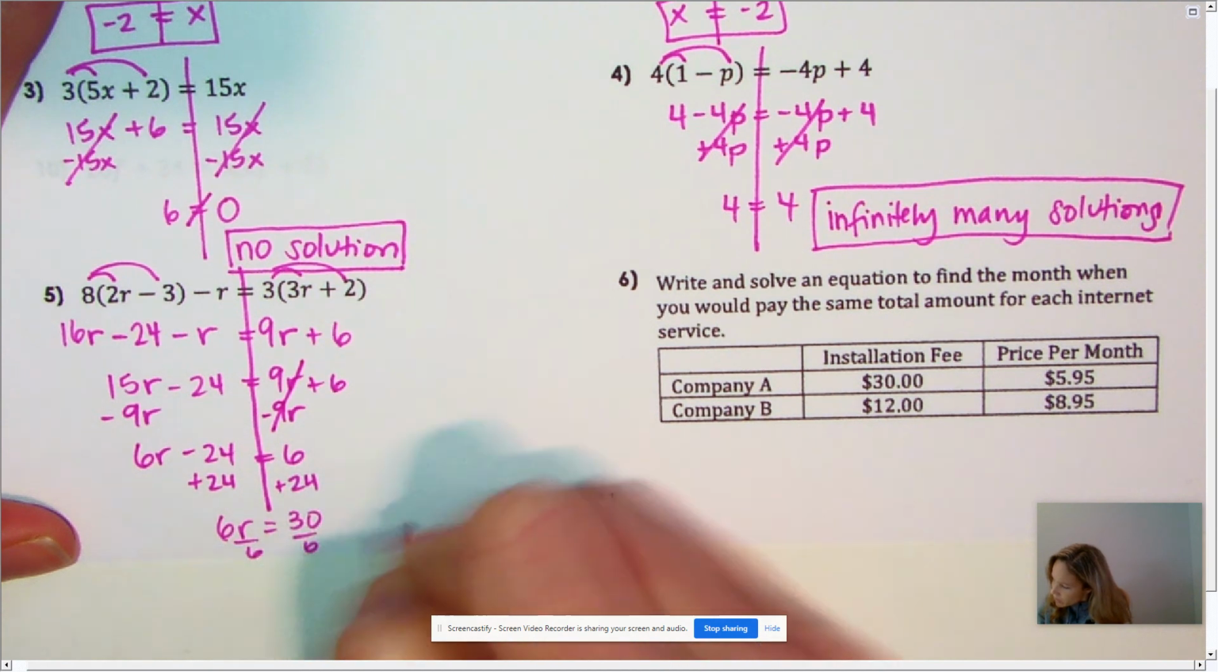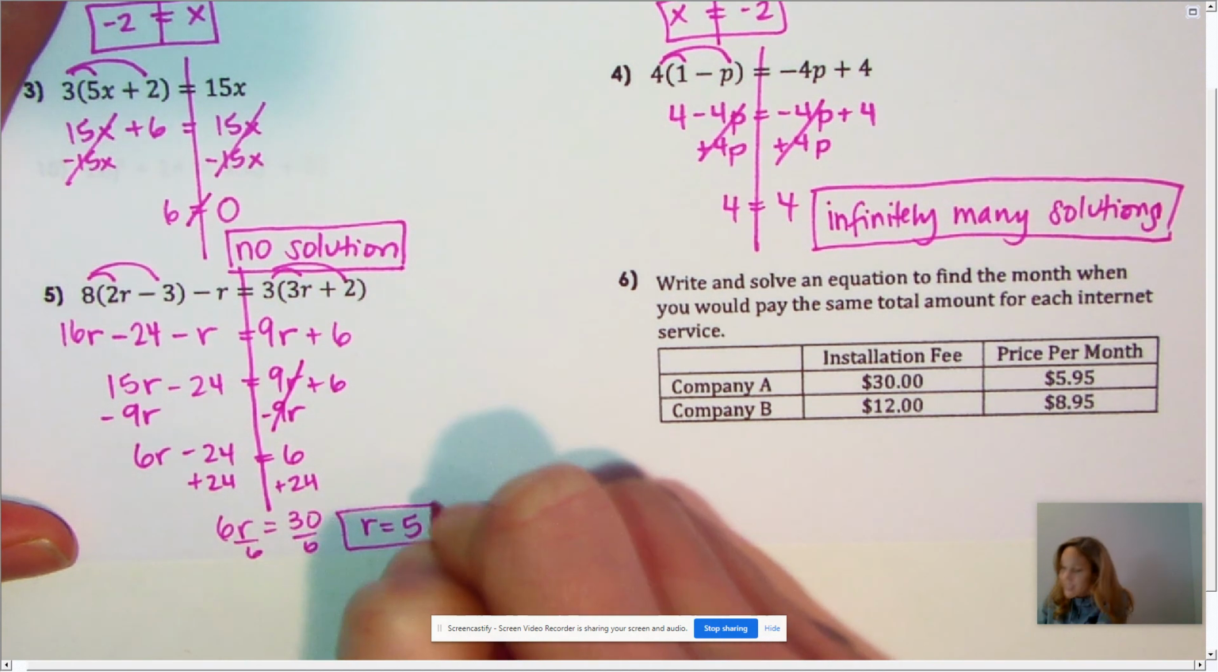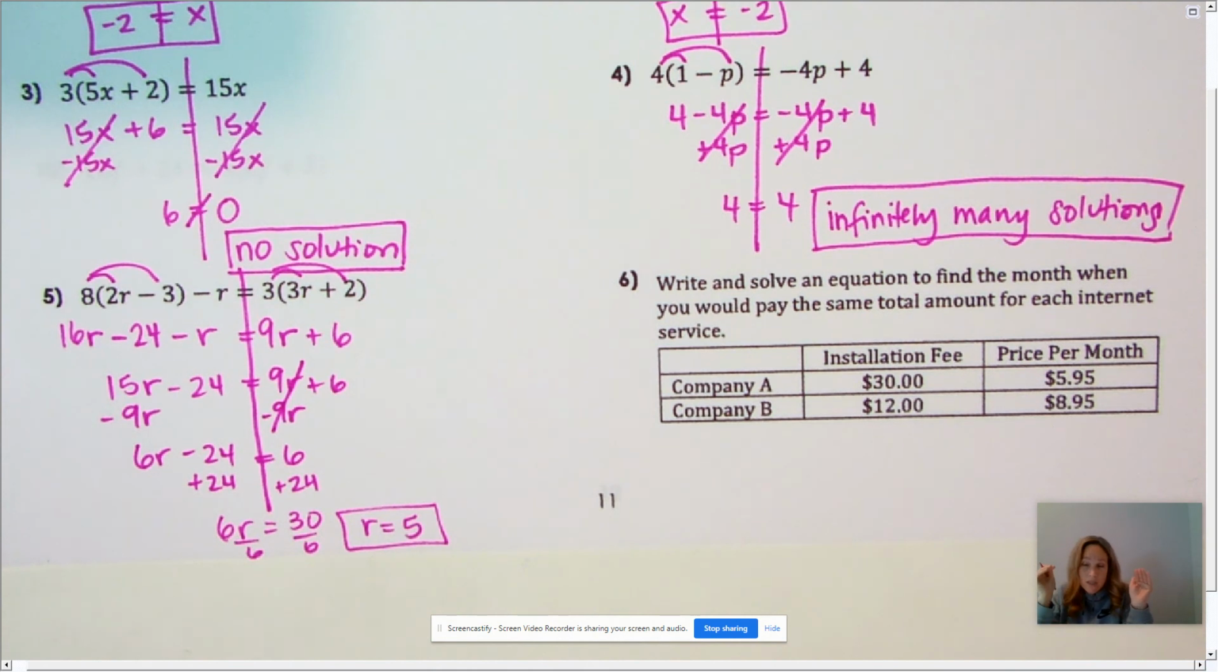Divide by the 6. I'm running out of room. So r equals 5. Anytime you run out of room, your voice has to increase like this.